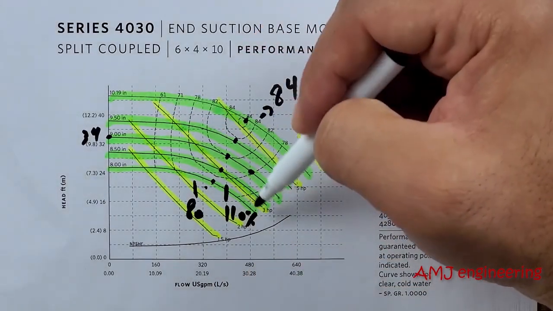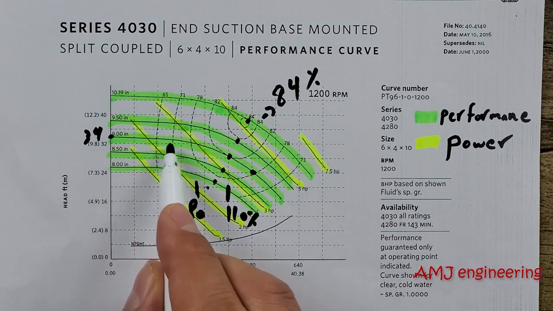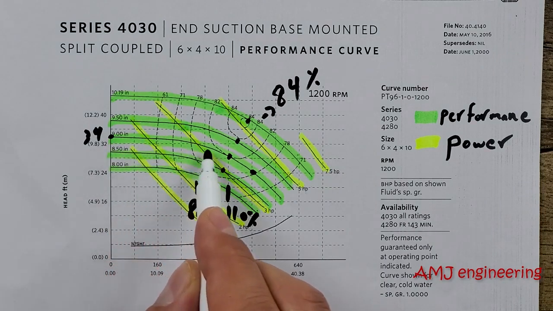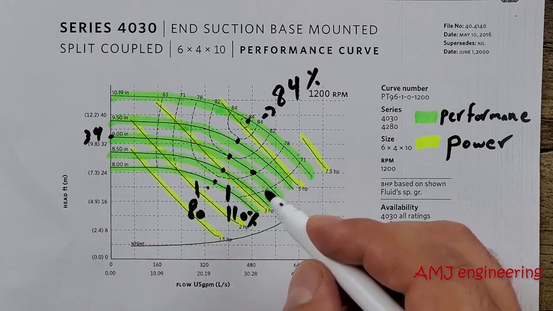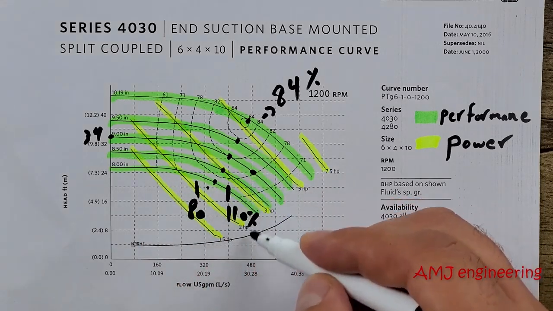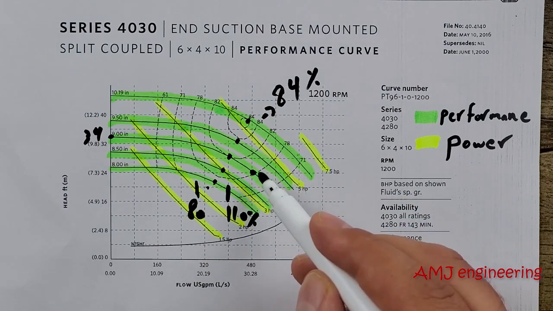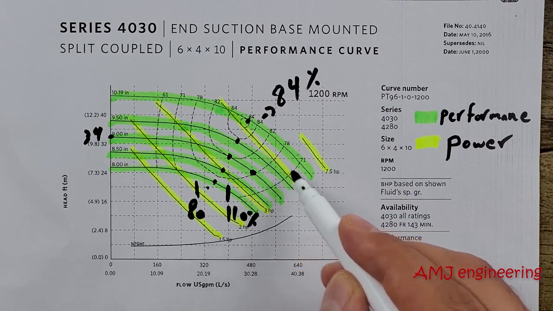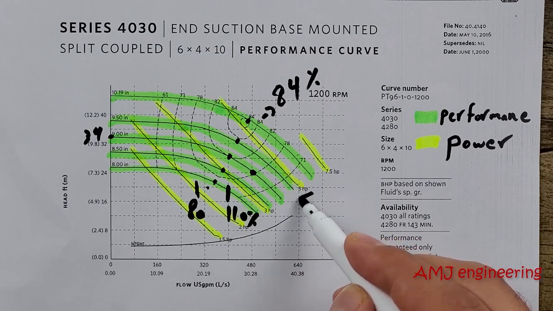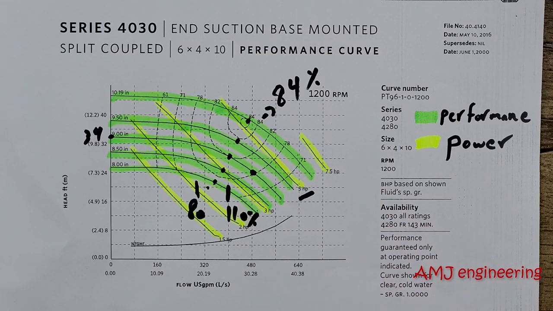The brake horsepower curves indicate the horsepower required to operate a pump at a given point on the performance curve. In our example here, for the 9-inch impeller size and for 24 feet head and 480 USGPM flow, the required horsepower is 5 horsepower. We have to go for the line above the performance curve. So it's 5 horsepower in our case here.